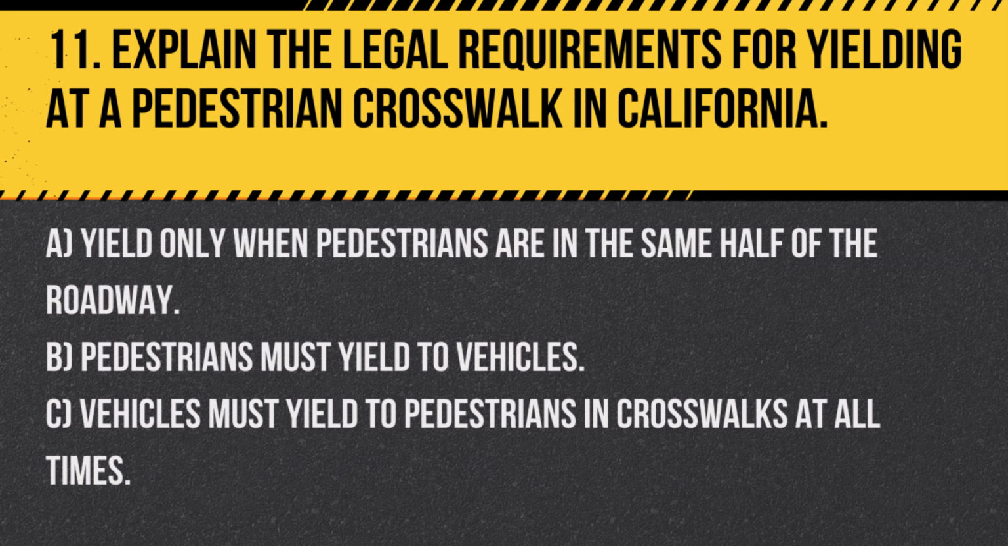Question 11. Explain the legal requirements for yielding at a pedestrian crosswalk in California. A. Yield only when pedestrians are in the same half of the roadway. B. Pedestrians must yield to vehicles. C. Vehicles must yield to pedestrians in crosswalks at all times.